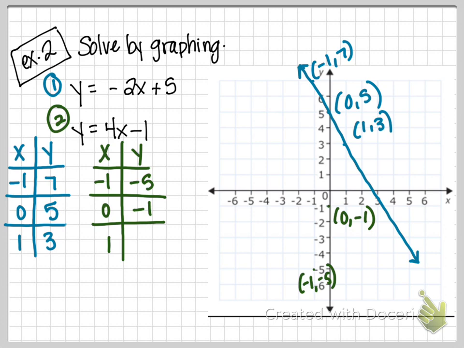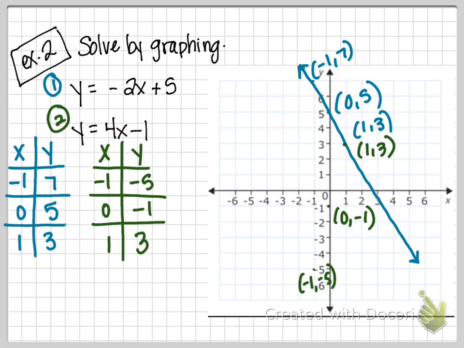And my third ordered pair, if I plug in a 1 for x, 4 times 1 minus 1 gives me 3, sorry, not 3. 4 times 1 is 4. Minus 1, which gives me an output of 3. So then my ordered pair is way up here at (1, 3), which happens to be the same point that I saw on my other line.